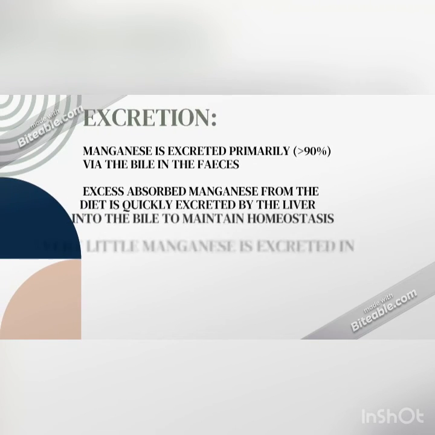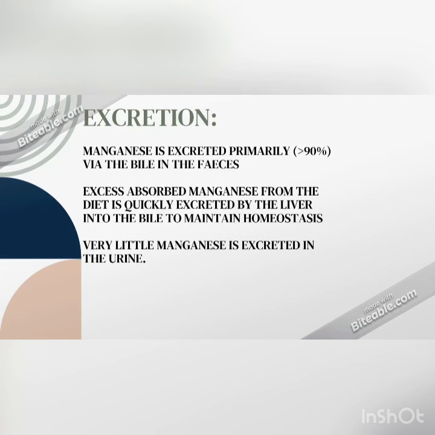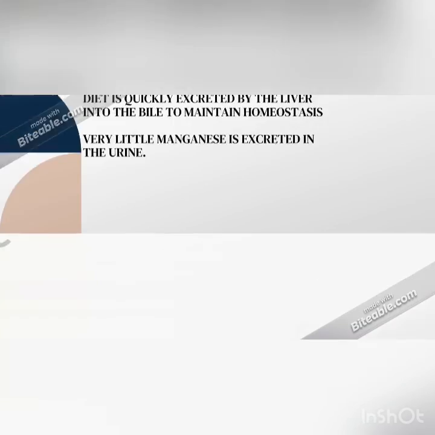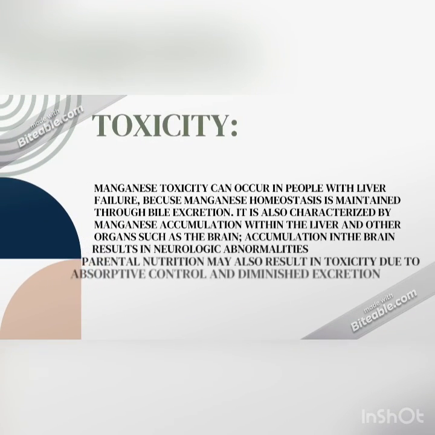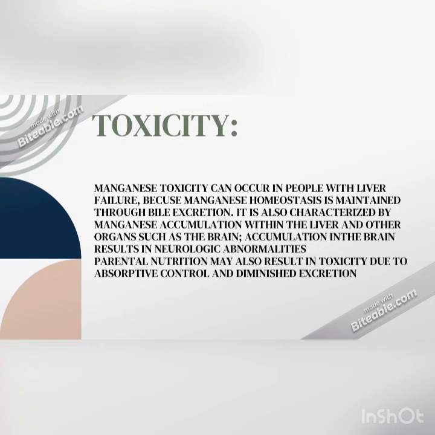Excretion. Manganese is excreted primarily, greater than 90%, via the bile in the feces. Excess absorbed manganese from the diet is quickly excreted by the liver into the bile to maintain homeostasis. Very little manganese is excreted in the urine. Toxicity. Manganese toxicity can occur in people with liver failure, because manganese homeostasis is maintained through bile excretion. It is characterized by manganese accumulation within the liver and other organs such as the brain.